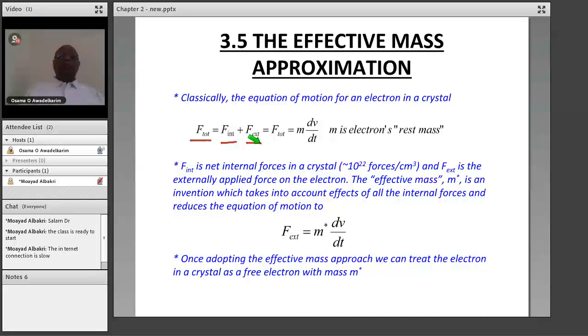And if we're going to use classical mechanics or Newtonian mechanics, just to make things simple, this total force should be equal to the mass of the electron times the acceleration of the electron. So what I'm telling you guys, I'm giving you a break. I'm not going to use the difficult quantum mechanics. I'm going to apply the classical mechanics approximation.